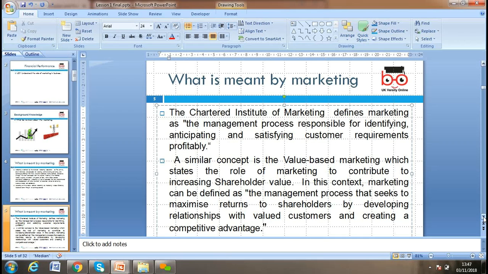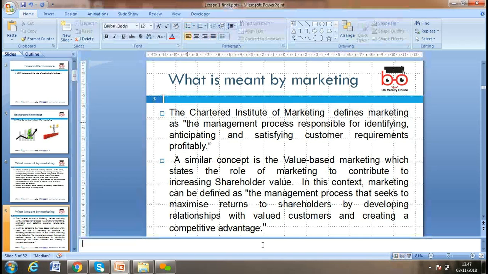Shareholder value, in the context of marketing, can be the management process that seeks to maximize the return to shareholders by developing a relationship with the valued customer and creating competitive advantage. So creating competitive advantage, building relationships. Relationship is very, very important.